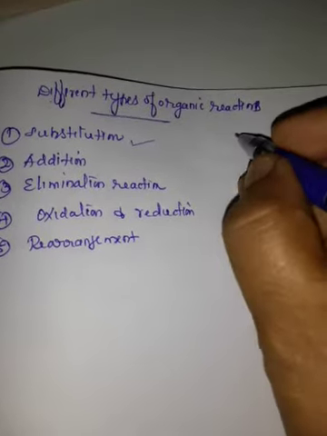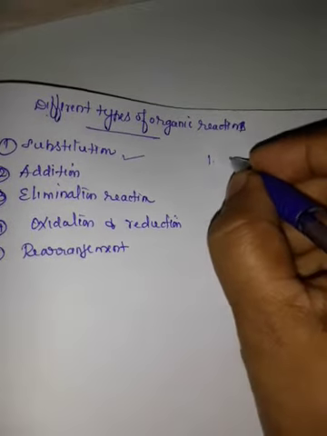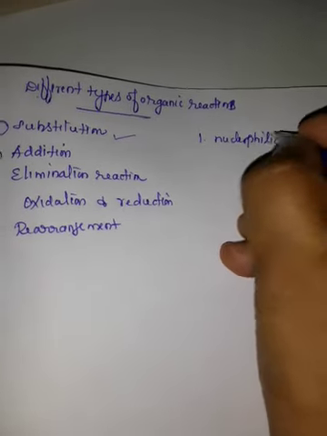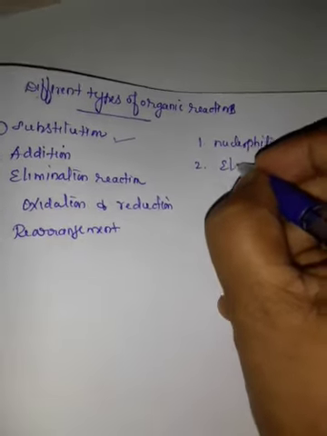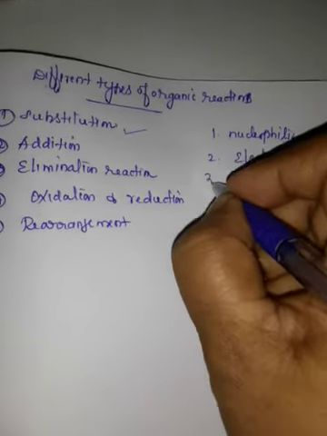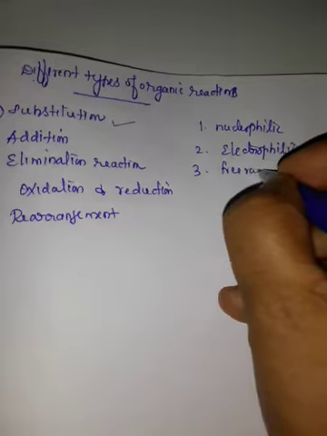It divides into 3 types. Number 1, nucleophilic substitution. Number 2, electrophilic substitution. Number 3, free radical substitution.